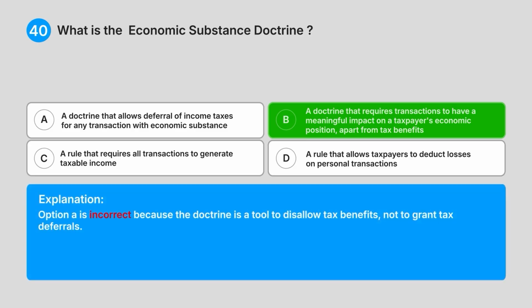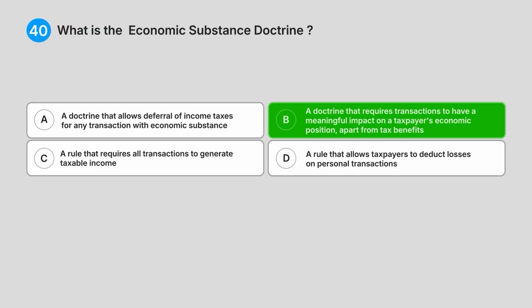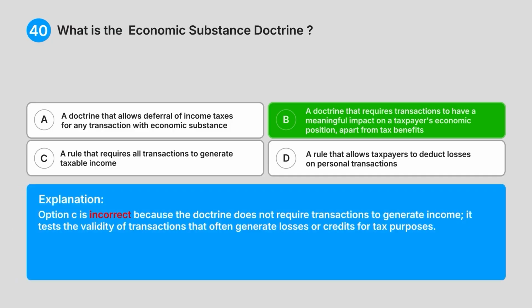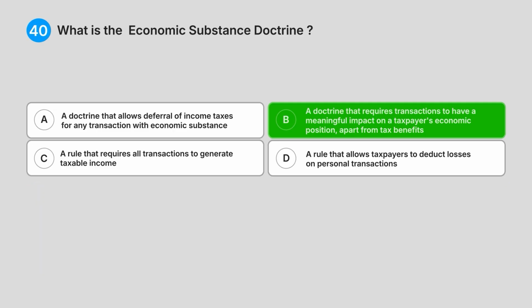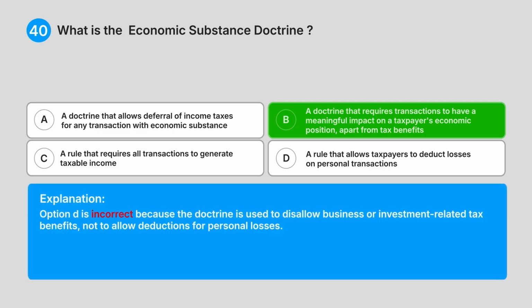Option A is incorrect because the doctrine is a tool to disallow tax benefits, not to grant tax deferrals. Option C is incorrect because the doctrine does not require transactions to generate income. It tests the validity of transactions that often generate losses or credits for tax purposes. Option D is incorrect because the doctrine is used to disallow business or investment-related tax benefits, not to allow deductions for personal losses.